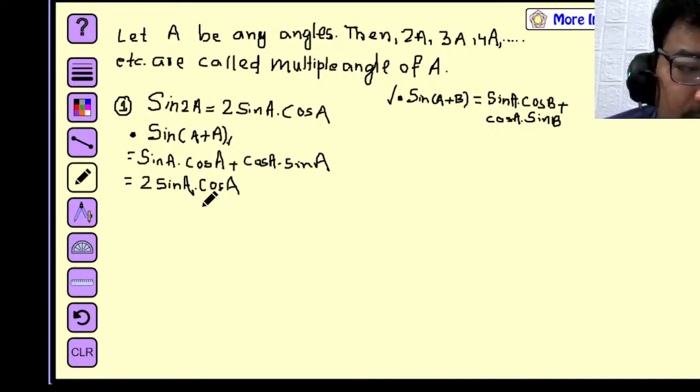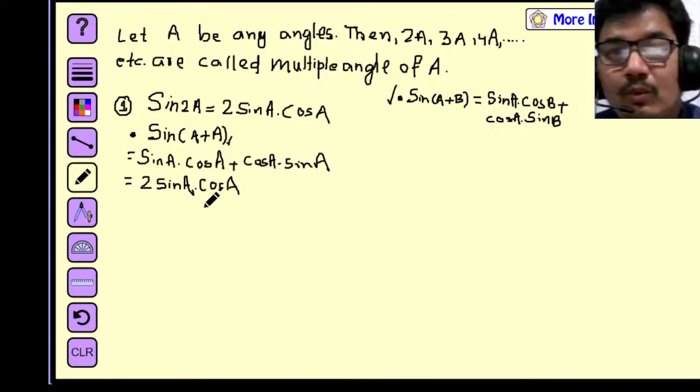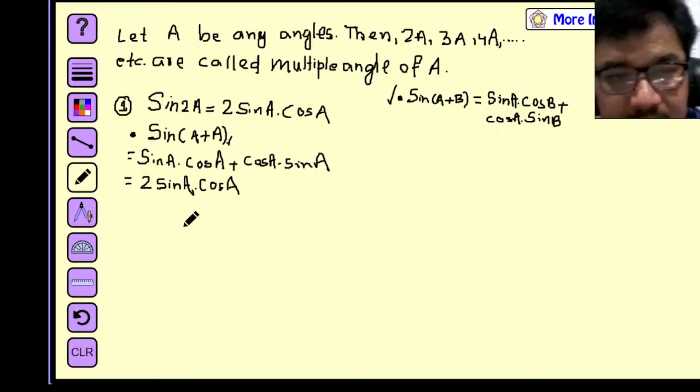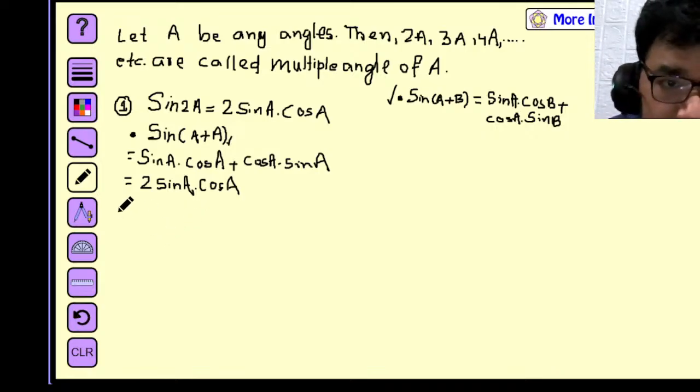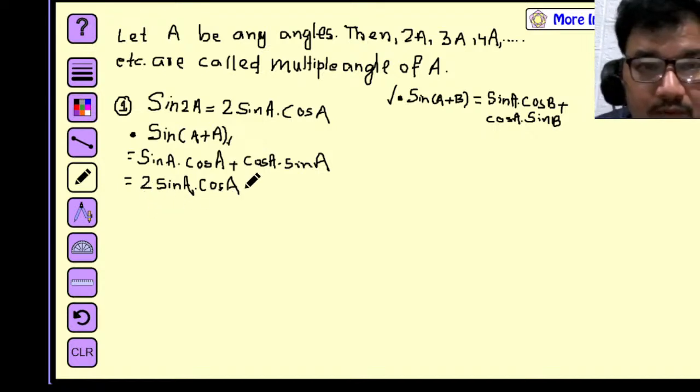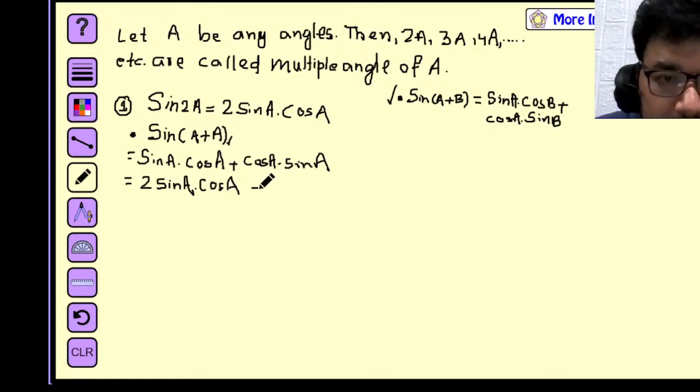Okay children, look here now. We have one more formula. I have sine 2A here, and we will also find the next one. The second one comes from this sine 2A. This time we found 2 sine A cos A, which is the first formula of sine 2A.